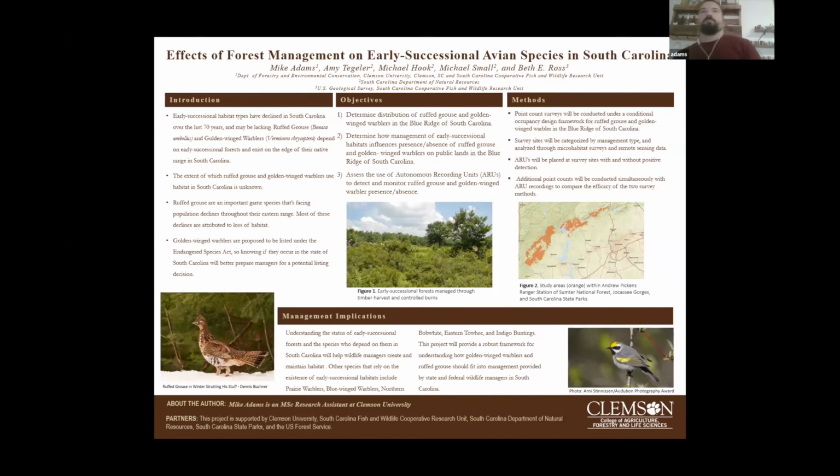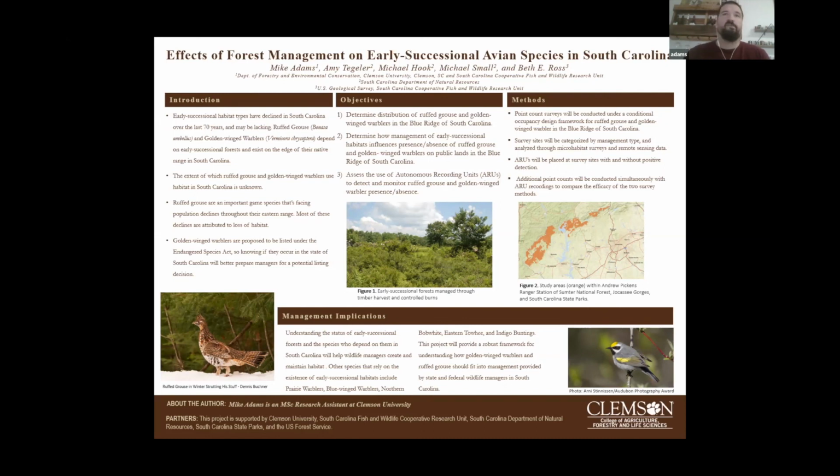All right, so I'm presenting a project. It's called The Effects of Management on Early Successional Avian Species in South Carolina. So basically an early successional habitat is a forest that's regenerating after a disturbance like a fire or timber harvest. In South Carolina, these habitats have been declining over the past 70 years. And that's a problem for a suite of species, but the two I'm focusing on are ruffed grouse and golden winged warblers.